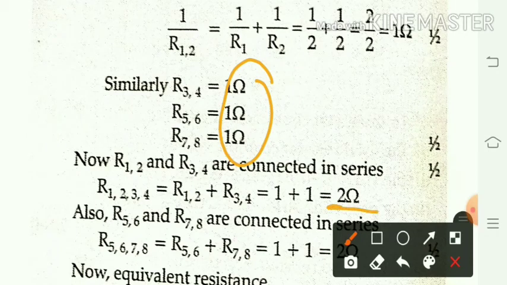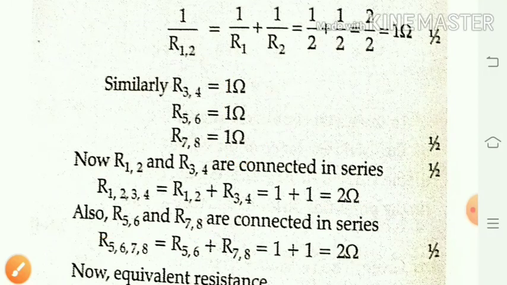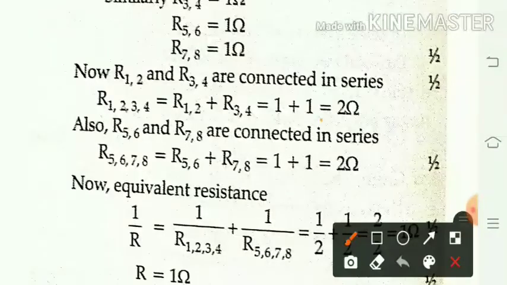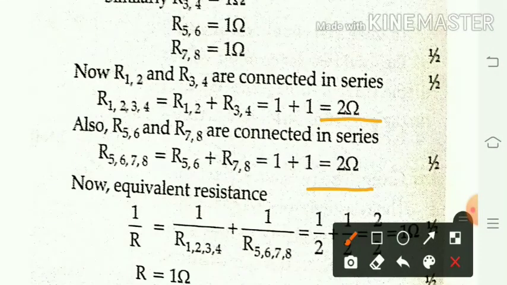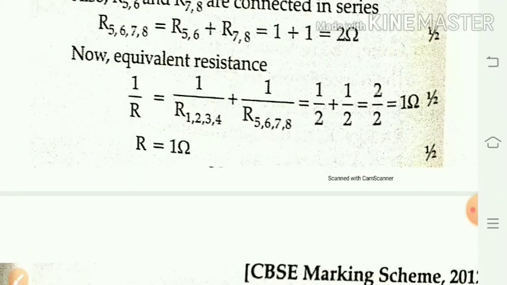In the same way, R5, R6, R7, R8, their value becomes equal to 2 ohm. Here you can see that for every combination we get a value of 2 ohm. Now the equivalent resistance for R1, 2, 3, 4 as they are in series, R5, 6, 7, 8 they are in series, but these R1, 2, 3, 4 and R5, 6, 7, 8 are in parallel combination. Therefore, we have to take their values in reciprocals.